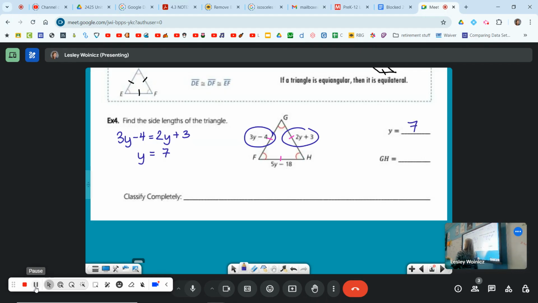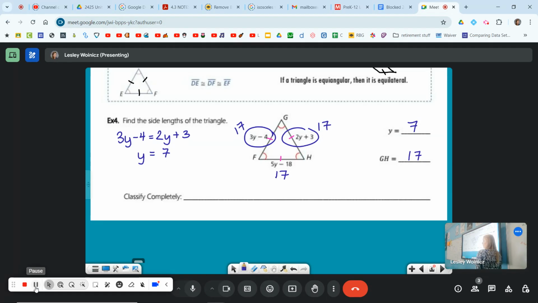Now we should test the 7 on all the sides and make sure we get the same thing. All right, so 3 times 7 is 21 minus 4 is 17. Okay, 2 times 7 is 14 plus 3 is 17, so far so good. All right, this one. Bam. All right, GH, 17. Okay, make sure there aren't any units hiding anywhere.